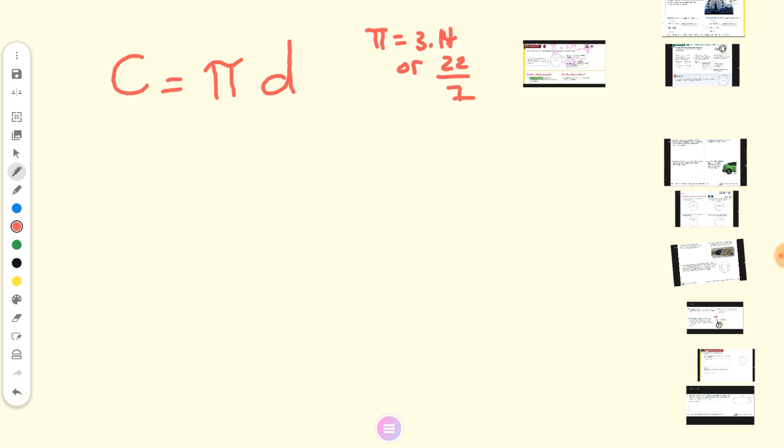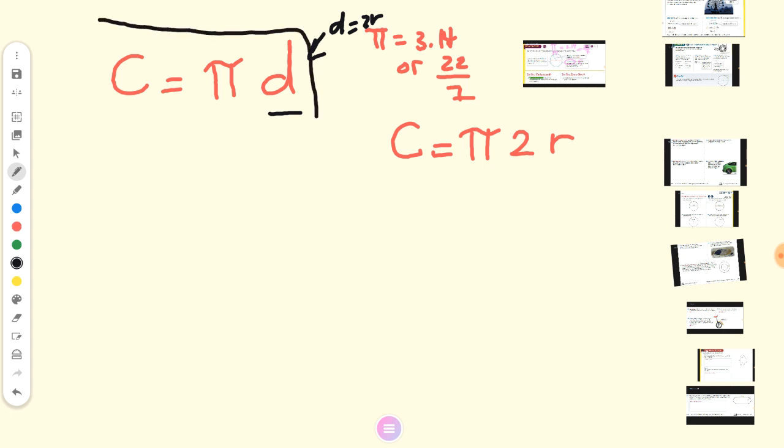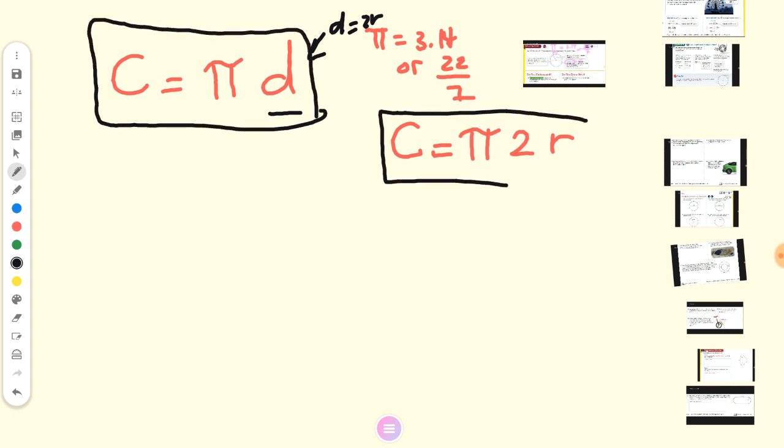Also, we can write it in another way. Because we know that D equals 2R, we can use this formula another way. I can say C equals pi, and instead of D, I can put 2R. What is the difference? Actually, there is no difference between the two rules. Both are right. But in the problem, if it gives me the diameter, I will use this rule. If it gives me the radius, I will use this rule.